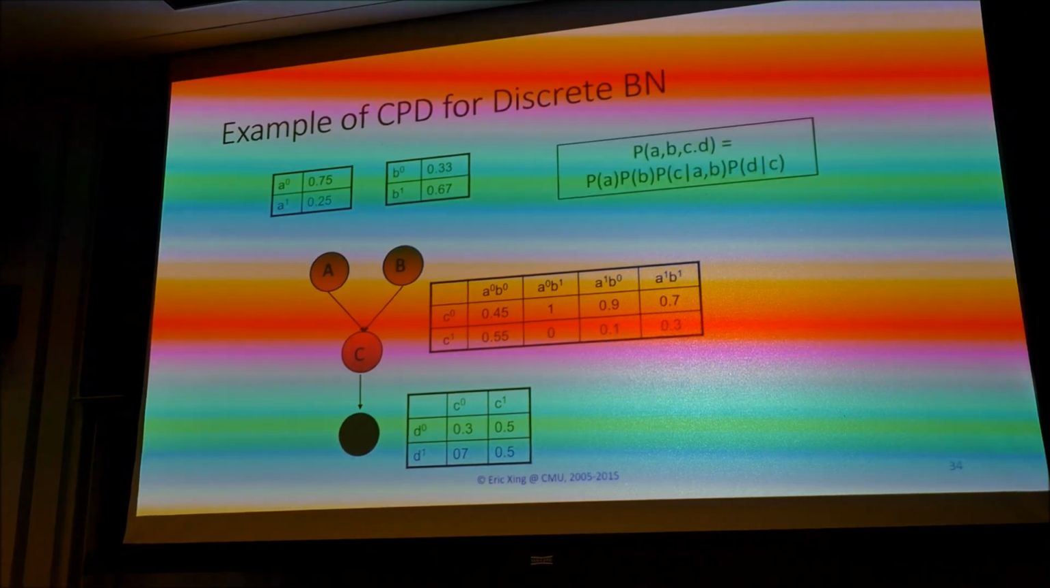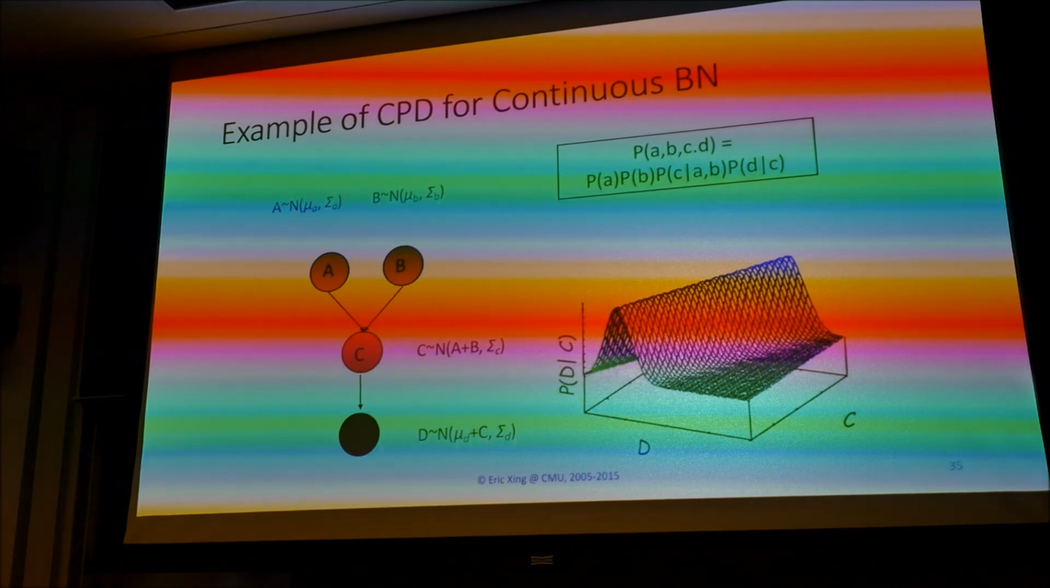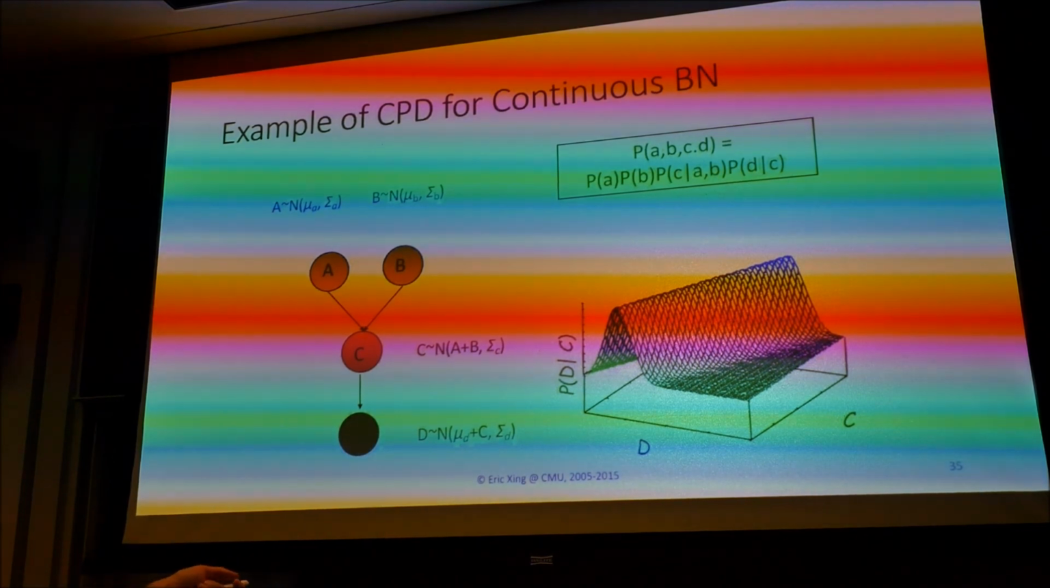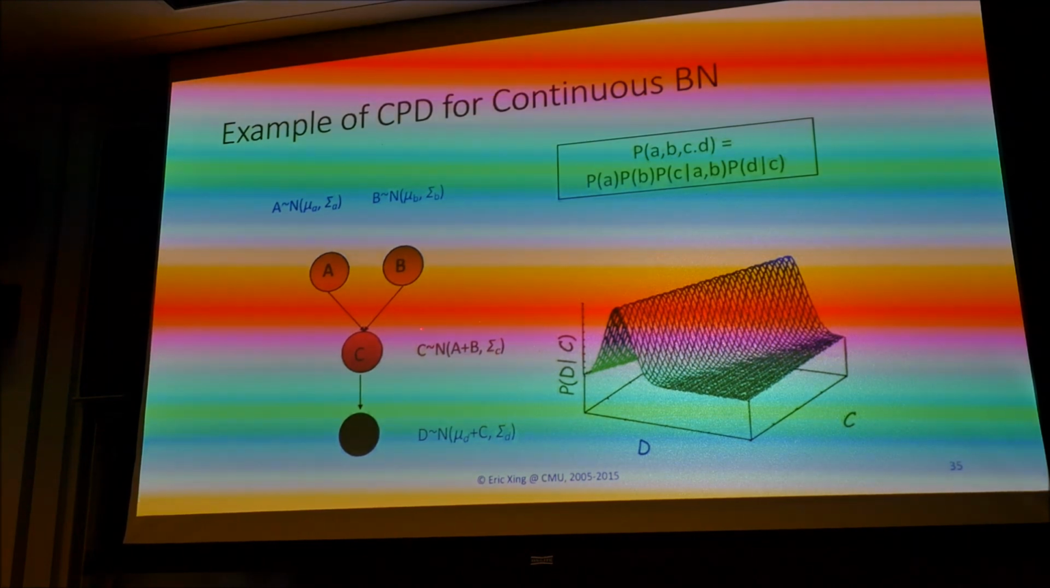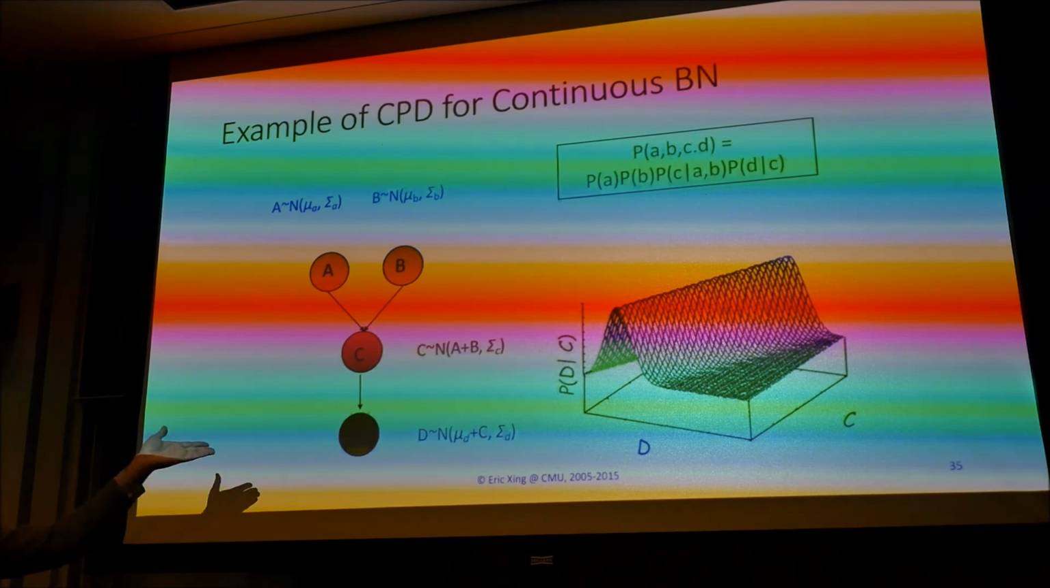So this is for discrete random variables. For continuous ones, the conditional distribution is basically a function that has a probability density. So here, let's assume that A is a normal distribution with some parameters mu and sigma, a multivariate Gaussian, and C I just defined as A plus B conditional on some other parameters, right? So defining this conditional probability distribution for continuous variables is basically just a probability distribution that depends on the parents.